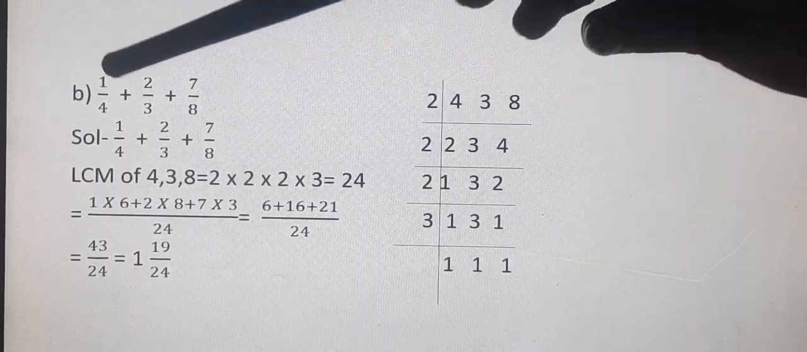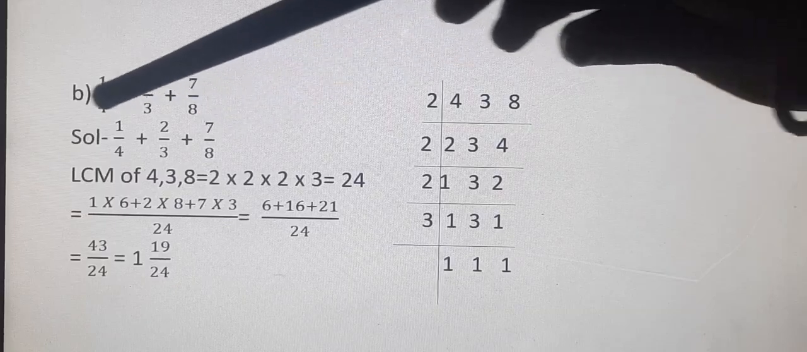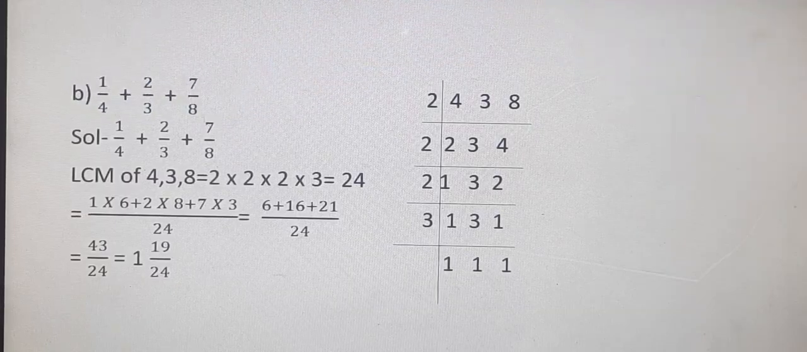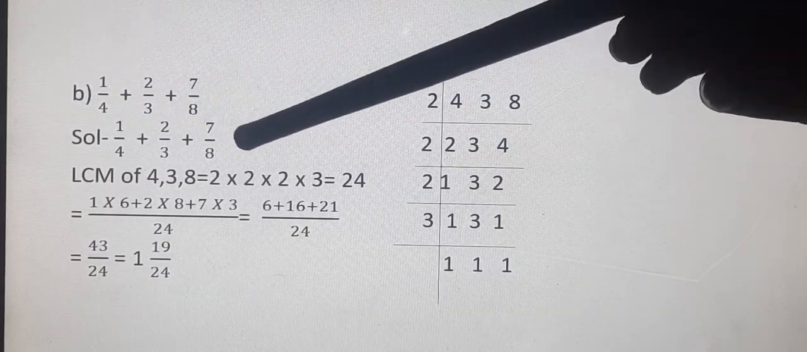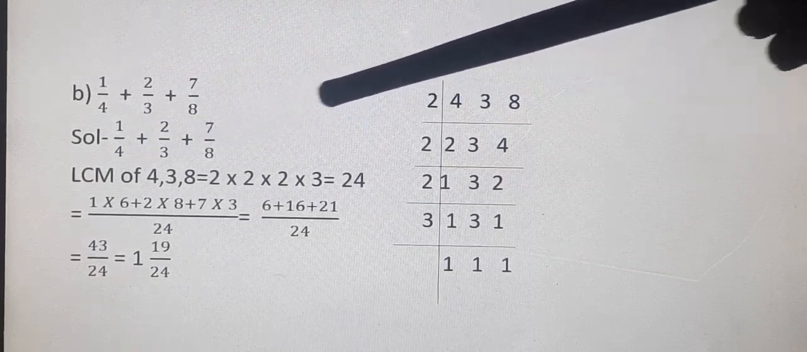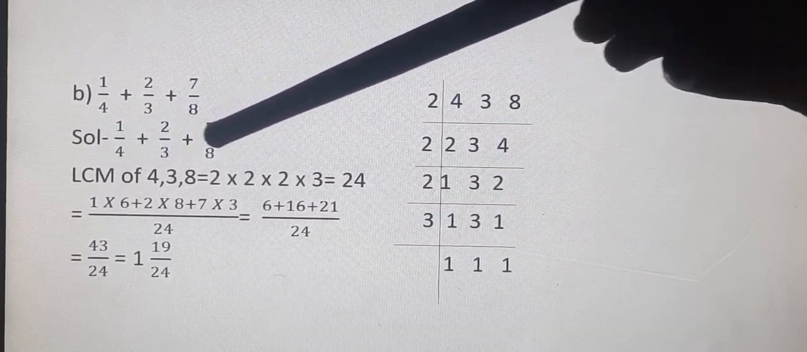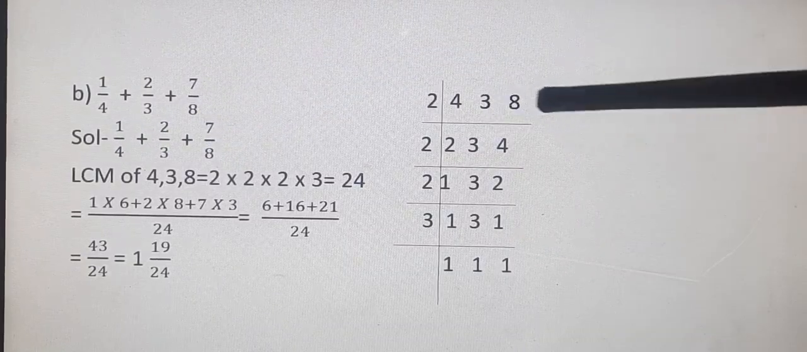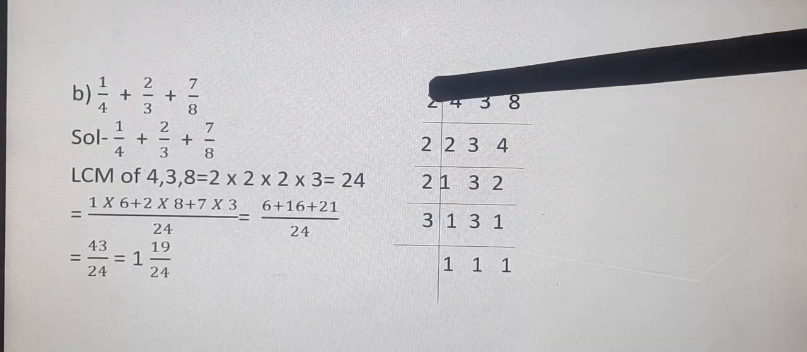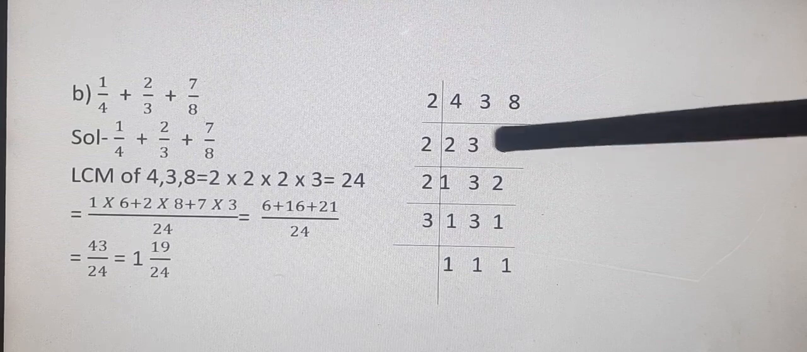Next part, 1 upon 4 plus 2 upon 3 plus 7 upon 8. Now denominators are different. So we will write down the question first and then we will start solution now. LCM we will take of 4, 3 and 8 here. 4, 3 and 8. First of all we will do division with 2. 2 2s are 4. 3 will be copied. 2 4s are 8. Then again with 2.